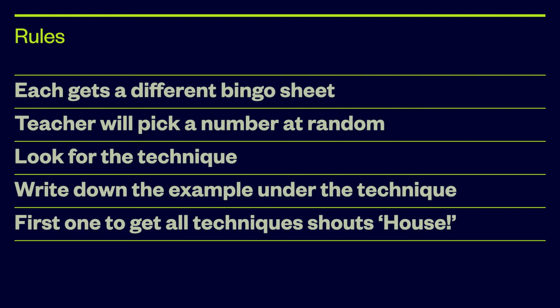Then they'll click the button for that number and an example will turn up. What you need to do then is decide on the technique that example shows. Write the example underneath the technique if it's on your bingo sheet. Remember, it might not be there because that's the whole point of bingo. And then the first one to get all the techniques shouts house.